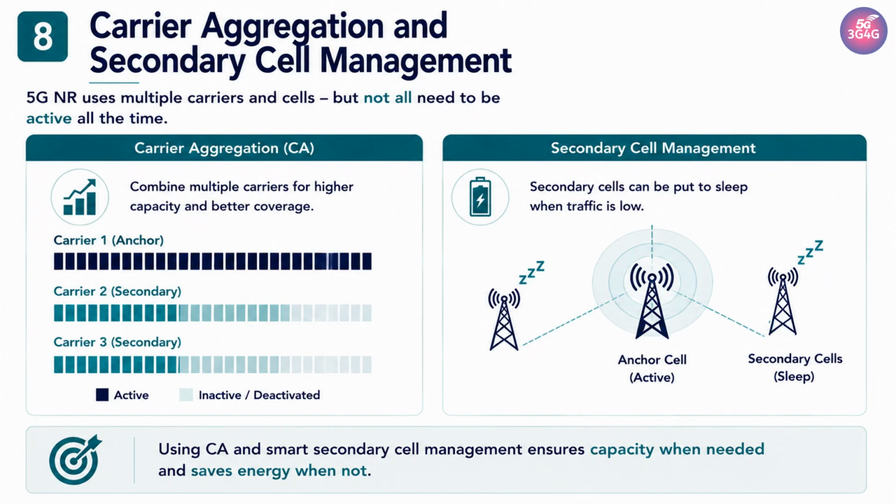So the goal is not to avoid carrier aggregation. Carrier aggregation is extremely useful for performance. The goal is to use it intelligently. Use multiple carriers when capacity is needed. Reduce or deactivate secondary cells when they are not needed. That gives us the best balance between performance and energy saving.